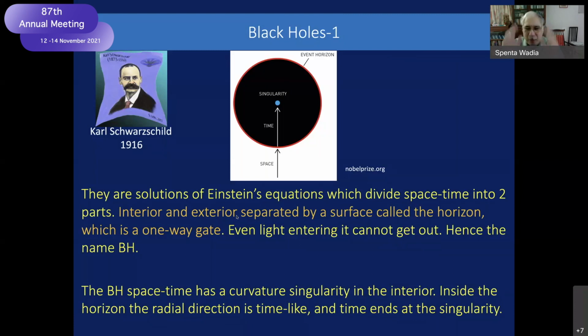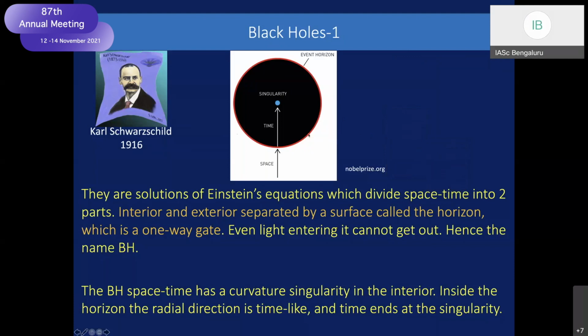And it has a very particular property, that it divides space-time into two parts, interior and exterior, separated by a surface which is called the horizon. And the horizon in classical physics, in classical general relativity, is a one-way gate. You get inside, you cannot get out. Even light entering it cannot get out, and hence the name black hole. The black hole space-time has a curvature singularity in the interior.